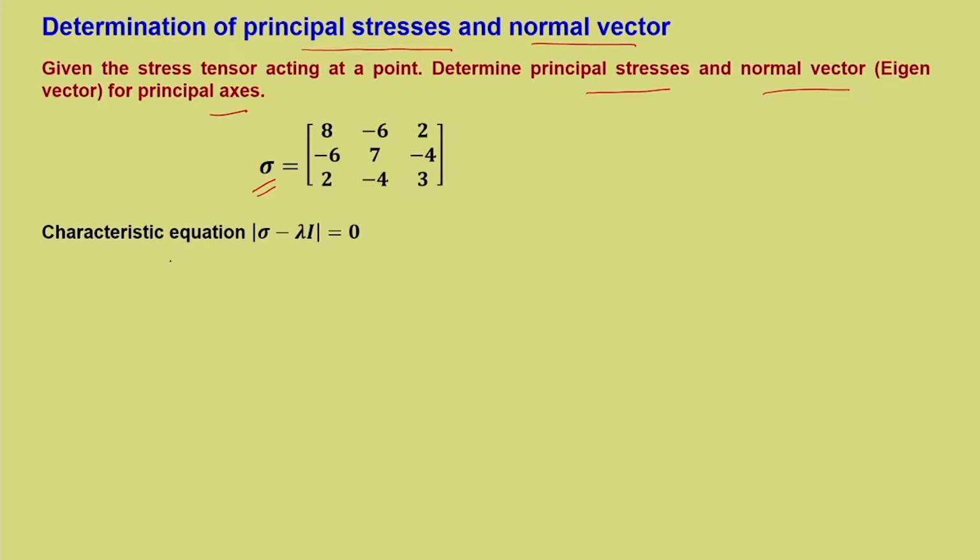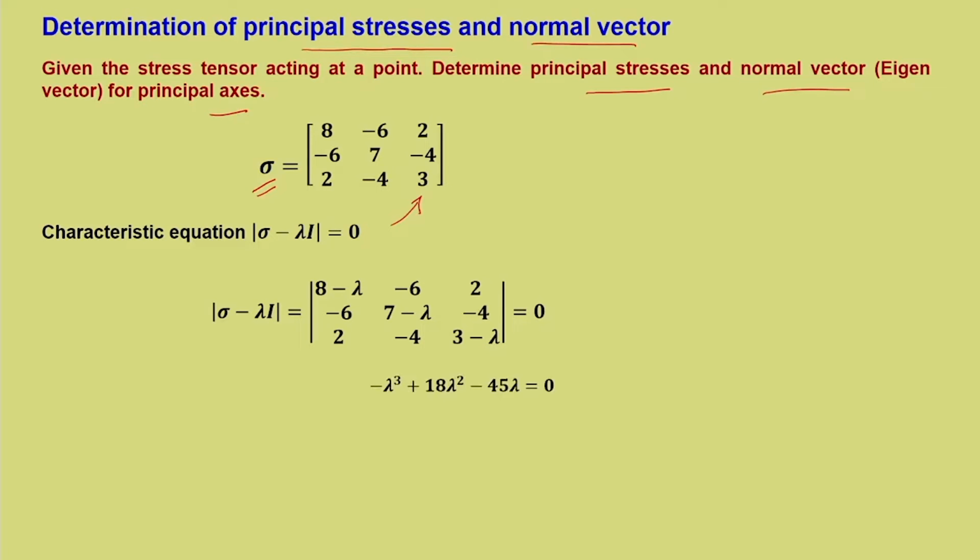Now, we know the characteristic equation is determinant of sigma minus lambda I equal to 0, which would diagonalize the given stress matrix. Here lambda I is a unit identity matrix. So, the diagonal elements will become 8 minus lambda, 7 minus lambda and 3 minus lambda.